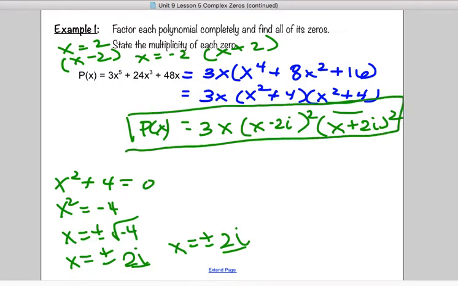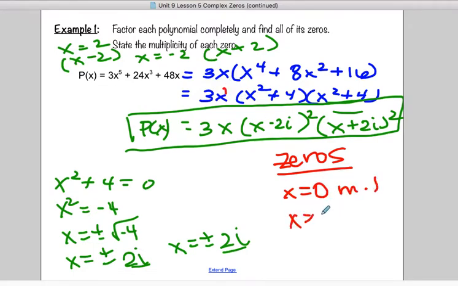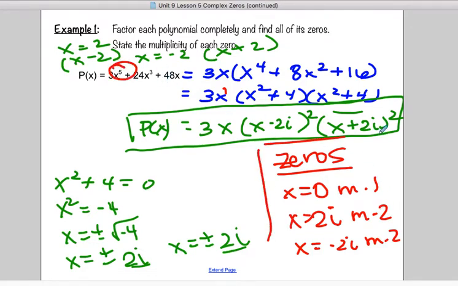Now I just need to list my zeros and their multiplicity. So my zeros, x equals, I set this equal to 0, I get 0, multiplicity of 1, to the first degree. Then I'll have x equals 2i, multiplicity of 2, and x equals negative 2i, multiplicity of 2. So 2 plus 2 plus 1 gives me my degree of 5. So it's a good way to check to make sure you've gotten all your zeros.